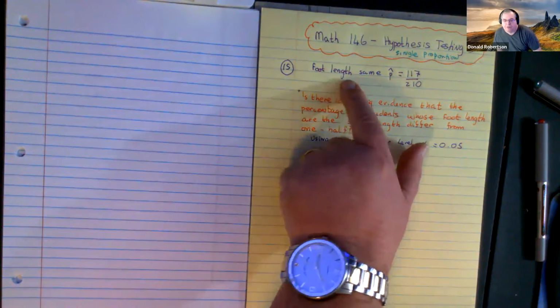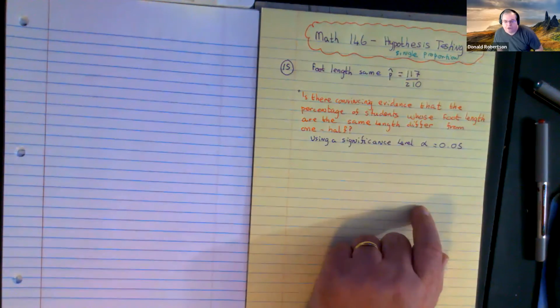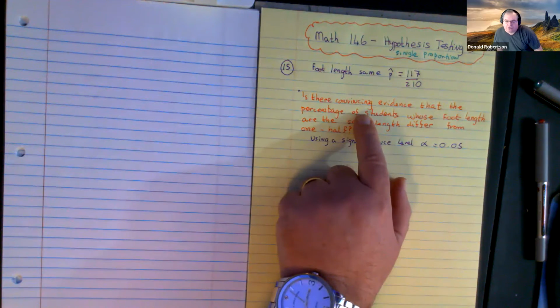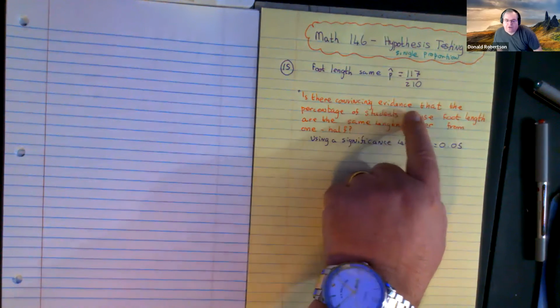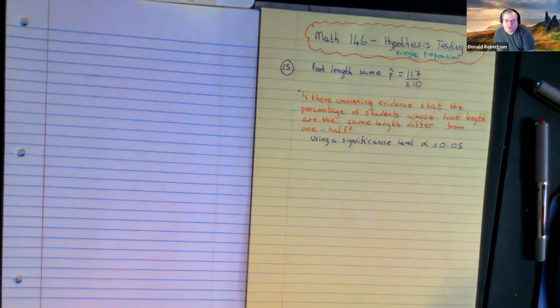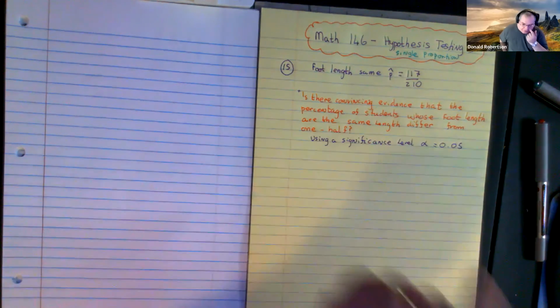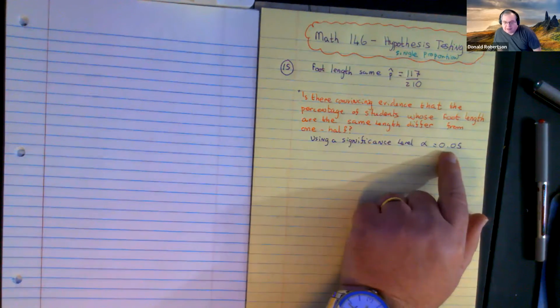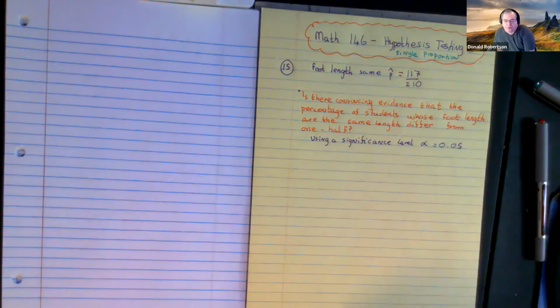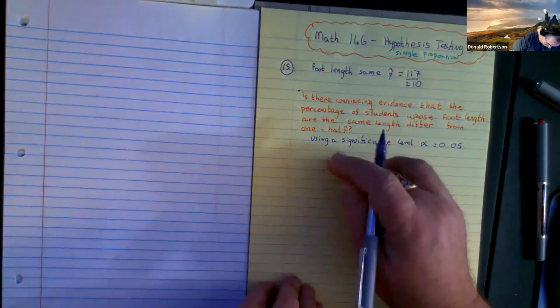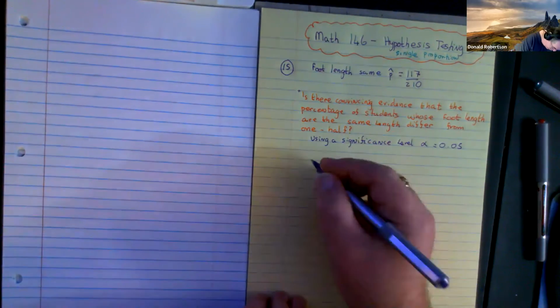And they ask, based on this survey of 210 students, is there convincing evidence, I would say significant, but that's my phrase, that the percentage of students whose foot lengths are the same differs from a half? Okay. And we're going to use a significance level of 0.05. If nowhere in the question do they tell you alpha, assume that it's 0.05, because that seems to be what they do. And so they give us what they call the 5-stage process.